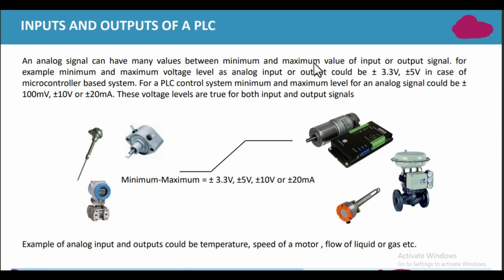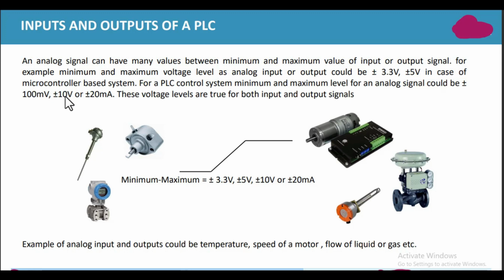The maximum voltage would be plus 3.3 volt and minimum voltage minus 3.3 volt, or plus 5 volt is the maximum voltage, minus 5 volt is the minimum voltage. For a PLC control system, minimum and maximum levels for an analog signal could be plus minus 100 millivolt, plus minus 10 volt, plus minus 20 millivolt. These are in case of current, and this is the voltage level in case of voltage.